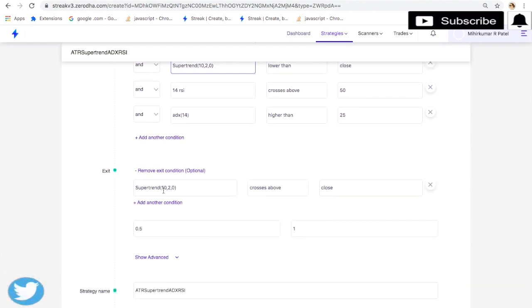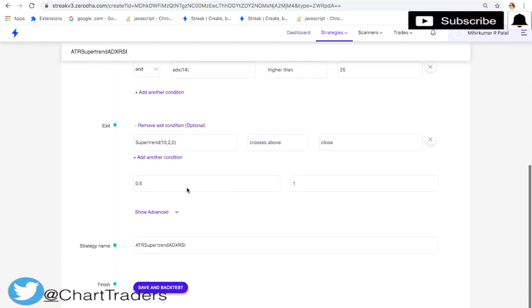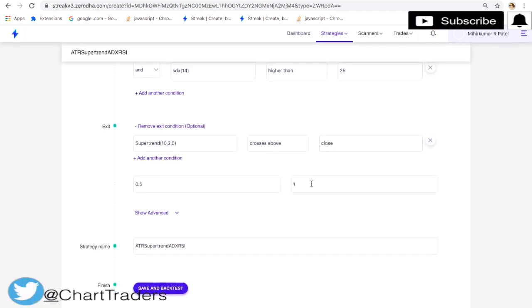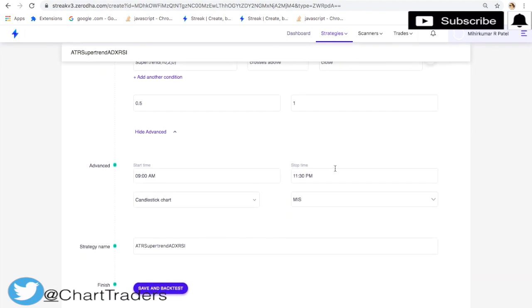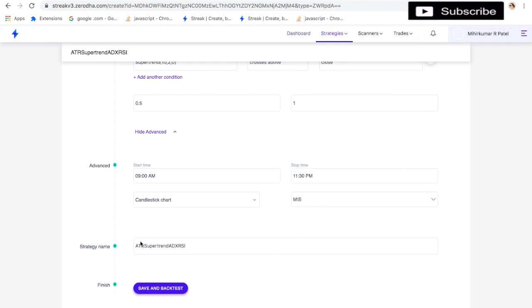So what is the Super Trend exit condition? Super Trend crosses above close, meaning close below your Super Trend. Stop loss 0.5, target 1. You can even see advanced start time and stop time. I am going to apply it on the candlestick chart with MIS order. Just give the name of the strategy, save and backtest.